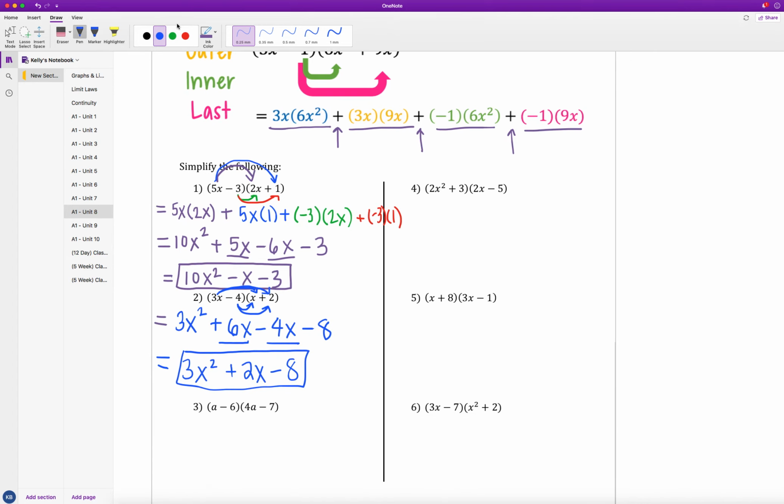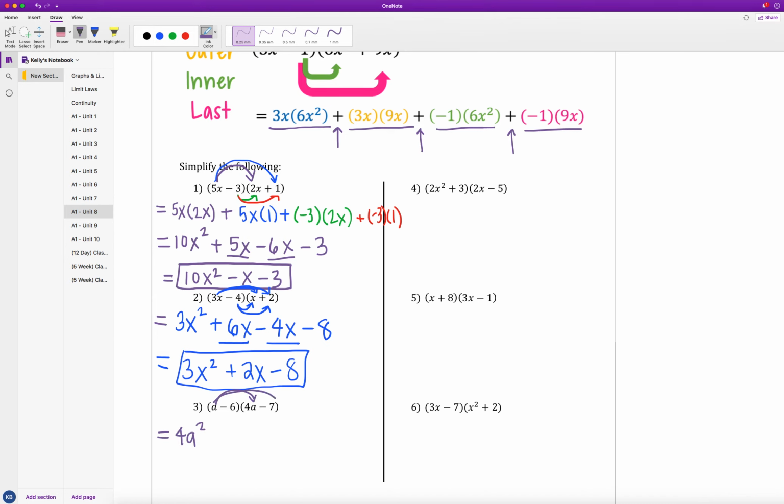Let's look at example 3. So in example 3, we have a minus 6 times 4a minus 7. Why don't you guys pause the video and then we'll check it together. Okay, let's check example 3. So my first terms is a times 4a, so I'd end up with 4a squared then.